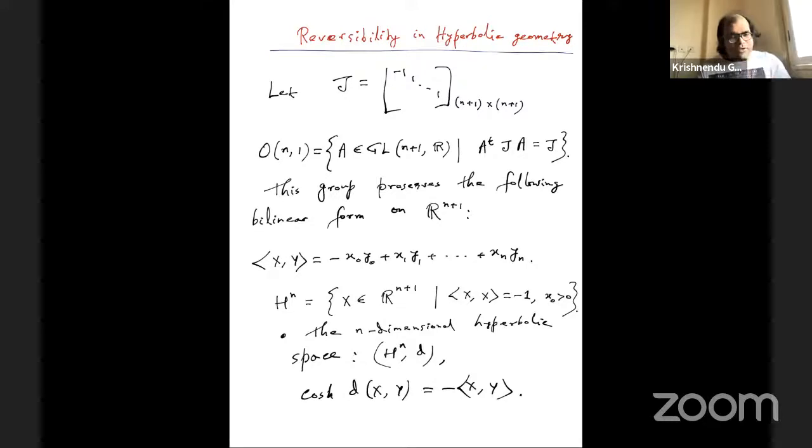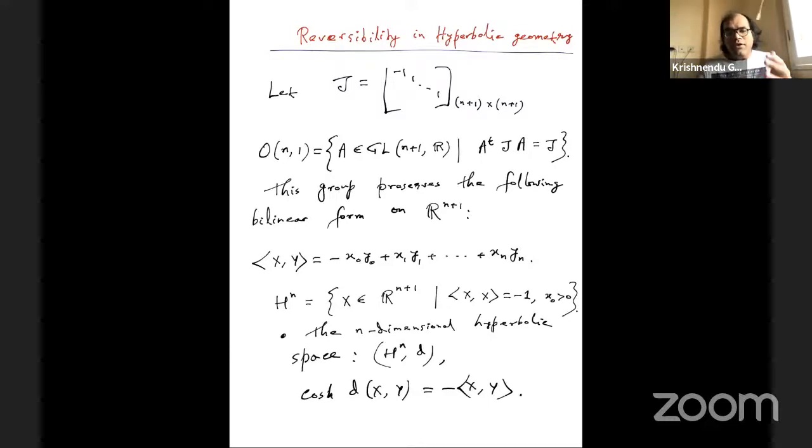We will also have a complete answer in this setup, but for that let me first choose a model for the hyperbolic n-space. I take this matrix J, which expresses an (n,1) quadratic form on R^(n+1), and then I define O(n,1) as the isometries which satisfy this quadratic form. In other words, it is the (n+1) by (n+1) matrices over real numbers satisfying the identity A transpose J A is equal to J.